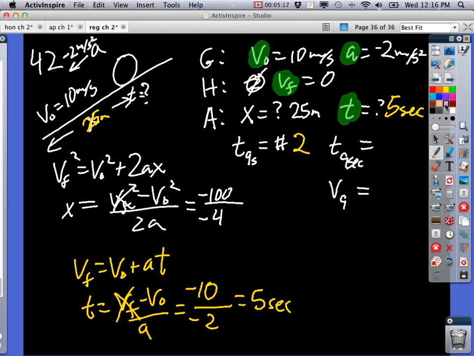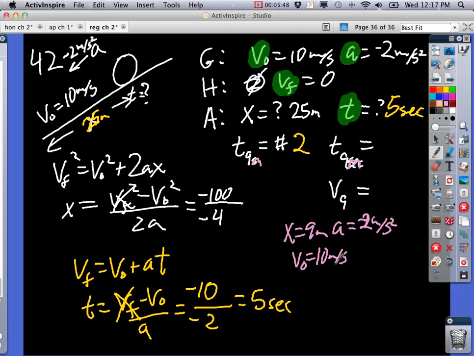Okay. If we say, what is the time to get to 9 meters? This is supposed to say meters, not seconds. Well, I want time. Now I know my distance: my distance is 9 meters. My acceleration is still -2 meters per second squared. My initial velocity is still 10 meters per second.